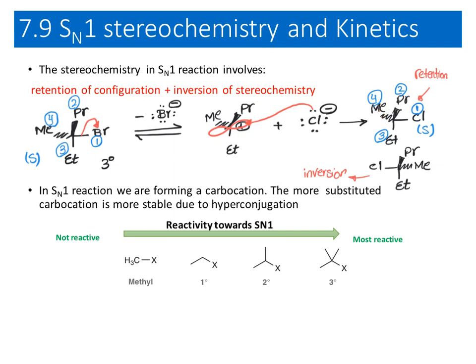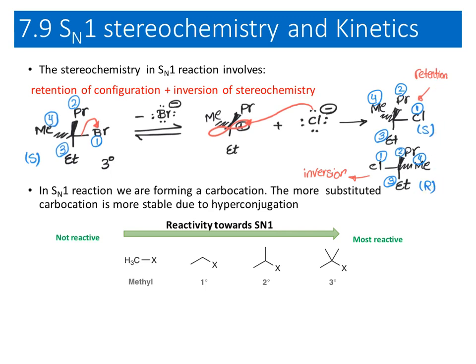And in the next structure, this is going to be R. This is 1, 2, 3, and 4. So if you count 1, 2, 3, this is R configuration. So basically these two structures are enantiomers to one another. And this is the racemic mixture that we form during the SN1 reaction.